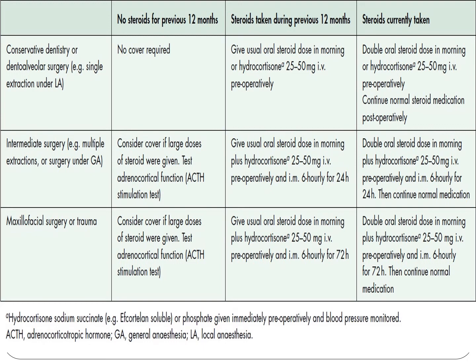If the patient took steroids in the previous 12 months, give oral steroid prednisone 10 milligram in the morning plus hydrocortisone 25 to 50 milligram IV preoperatively, and 6 hourly for 24 hours we will give the steroid. If the steroids they are currently taking are double the dose, 20 milligram in the morning plus hydrocortisone 25 to 50 milligram IV preoperatively, and 6 hourly for 24 hours, then continue the normal medication.